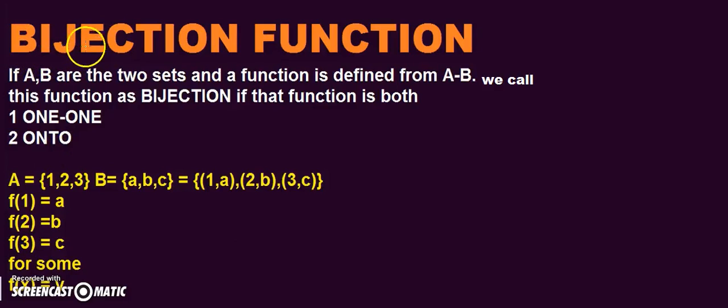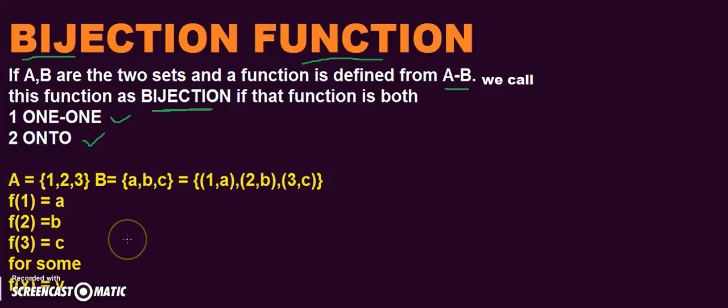In this session, we'll be discussing the bijection function. What is a bijection function? The definition says: if A and B are two sets and a function is defined from A to B, we call this function a bijection if that function is both one-to-one and onto. Okay, if we have any function from A to B and that function is one-to-one as well as onto, then we call that function a bijection function.